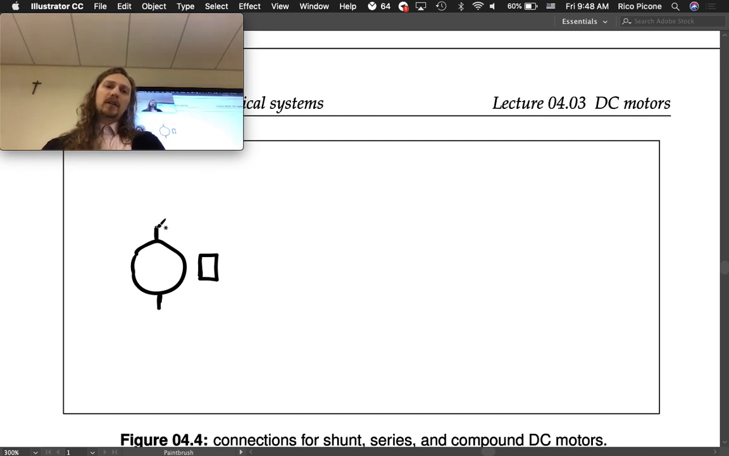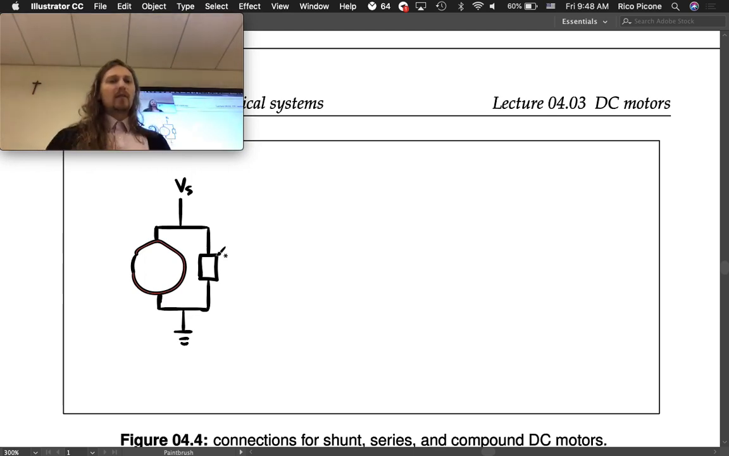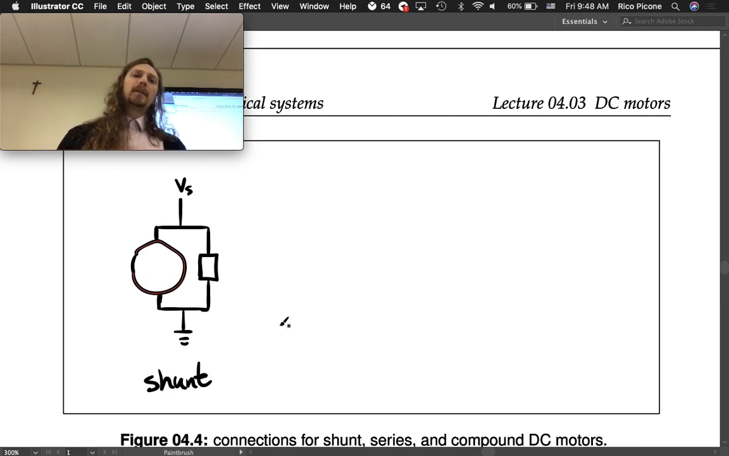What we're going to do is we're going to just connect them in parallel. So the background field is being generated with the same voltage from your source. Call that just Vs, and this is ground. So this would be called the shunt configuration. So you just connect the coils, the stator coil and the armature coils in parallel.